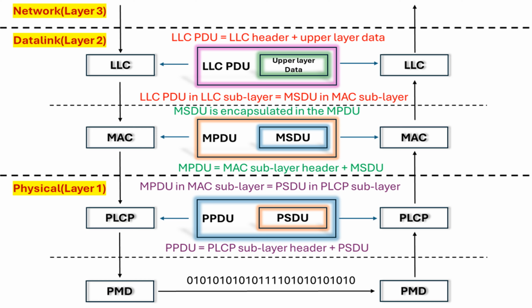The MAC sublayer encapsulates the MSDU, the LLC PDU, by adding its own MAC header. The MAC header plus the MSDU now forms a complete MPDU, MAC Protocol Data Unit. The MPDU is then passed to the PLCP sublayer, which is part of the physical layer, where it is called the PSDU. The PLCP sublayer header and the PSDU form the PPDU. This will be transmitted in bits through the PMD sublayer.